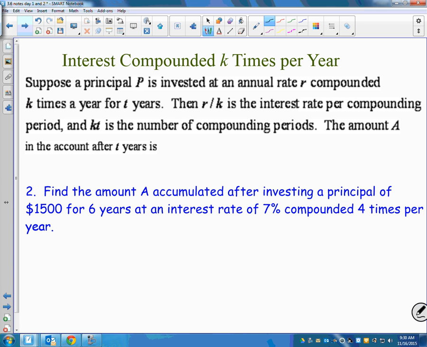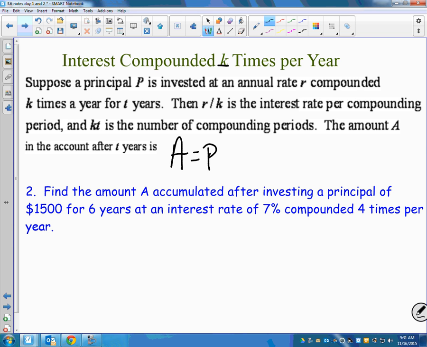Okay, so most things are not compounded just once a year. They're compounded monthly, or quarterly, or daily, or, I don't know, savings accounts are compounded quarterly. So the formula that I normally think of is more complicated than the compounded once a year. It's compounded K times a year. So it says still principal P, R, rate, but now we're compounding K times a year for T years.